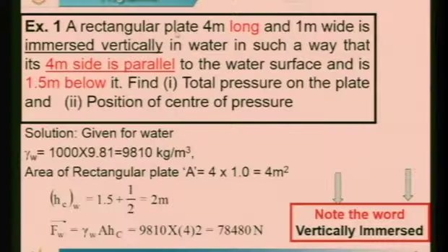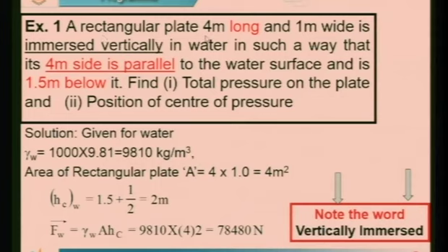Okay? Let us read the first question. A rectangular plate 4 meter long and 1 meter wide is immersed vertically in water in such a way that its 4 meter side is parallel to the water surface and is 1.5 meter below it. I read the question again.